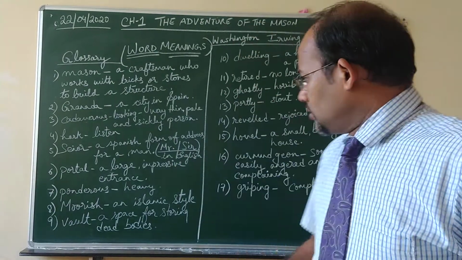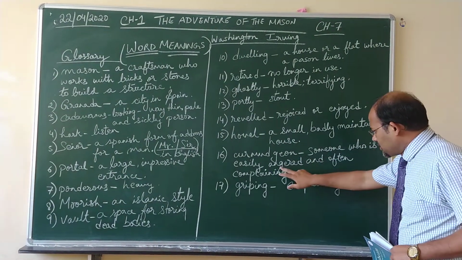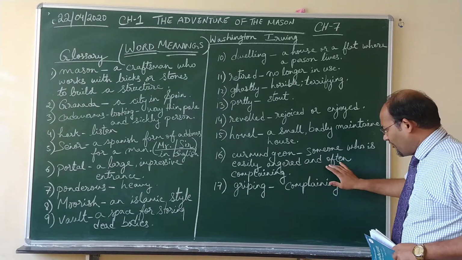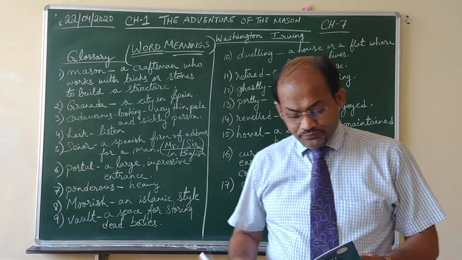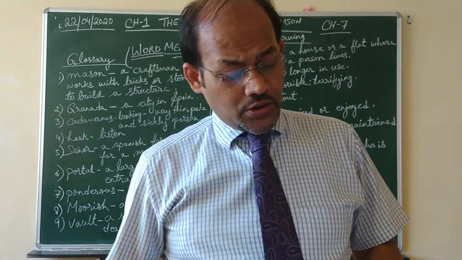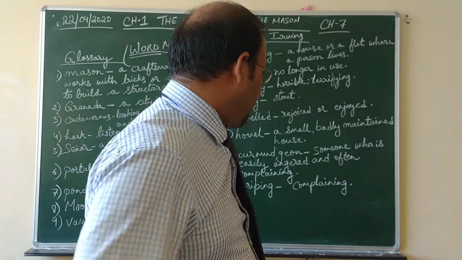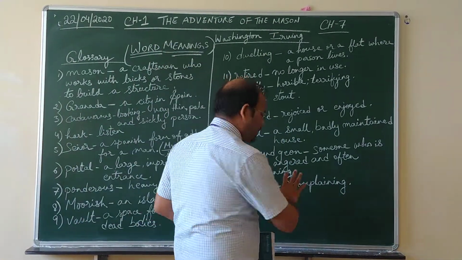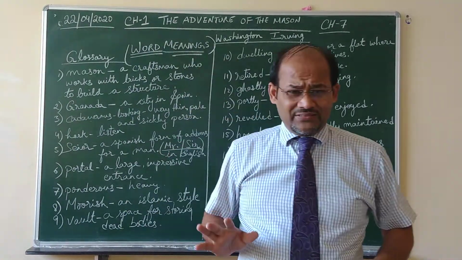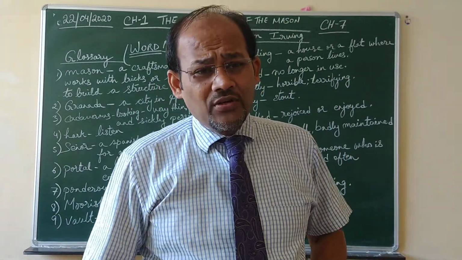Curmudgeon means someone who is easily angered and often complaining. Who was noted for owning many houses and being a griping landlord. Now, what do you mean by griping? Griping means complaining. The person who always complains, the person who always nags. That is the meaning of griping.